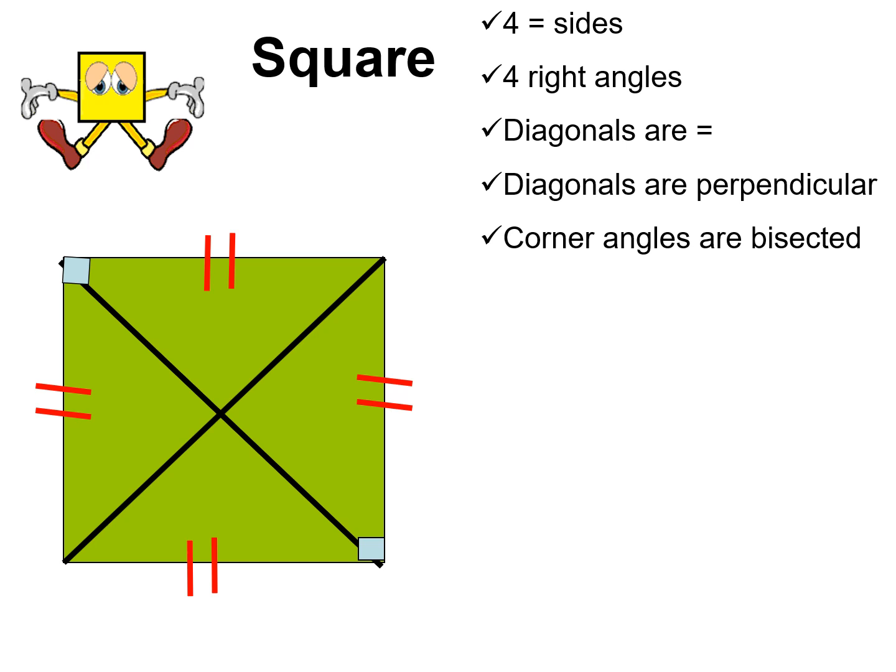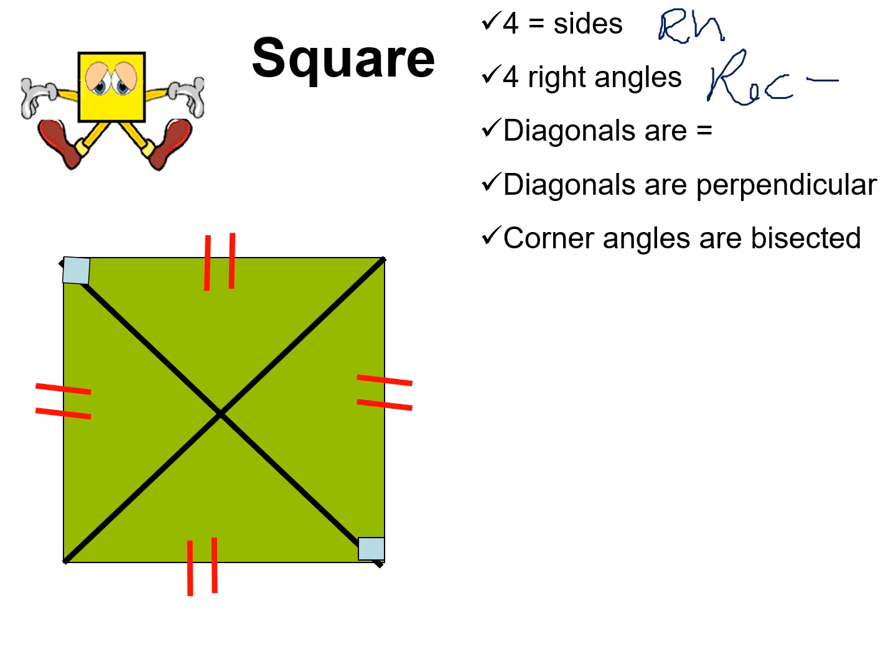Alright, finally we got the square. Now all the features we've talked about, except for the kite, are passed down to the square. It has 4 equal sides. Where did it get 4 equal sides from? The rhombus. Okay. 4 right angles. Where did it get that from?